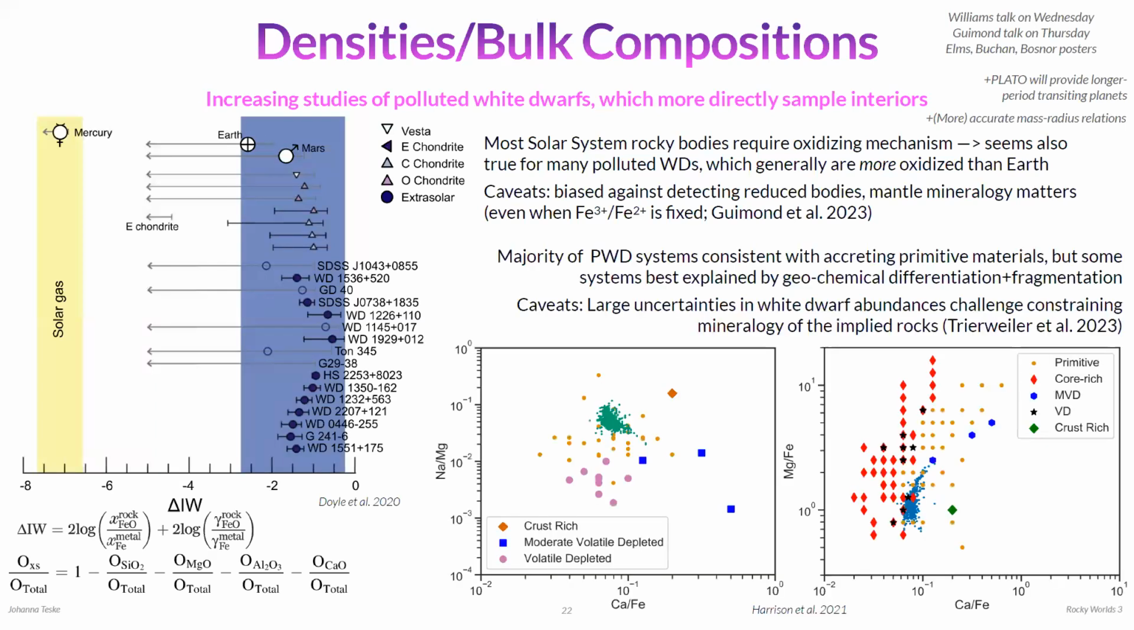And looking at abundance ratios, Harrison et al. used a model trying to match these abundance ratios, starting with sort of a pristine protoplanetary disk composition, although varying that composition, and then adding on different differentiation or fragmentation mechanisms. And from that, they're trying to distinguish whether the accreted material onto polluted white dwarfs could be core-rich, crust-rich, or volatile depleted. So again, just a snapshot of some of the interesting things, the promise of constraining bulk compositions.